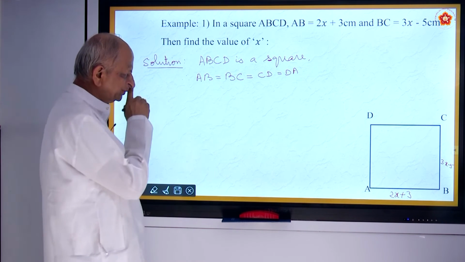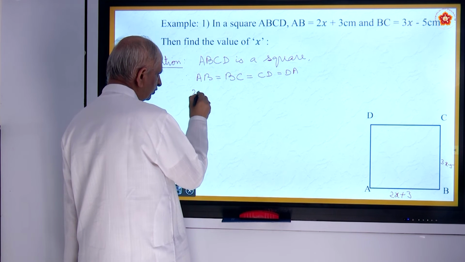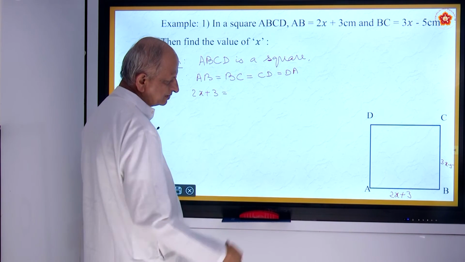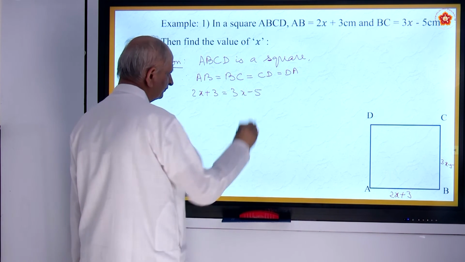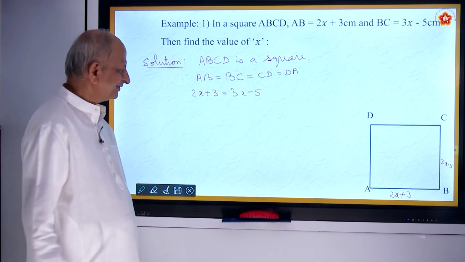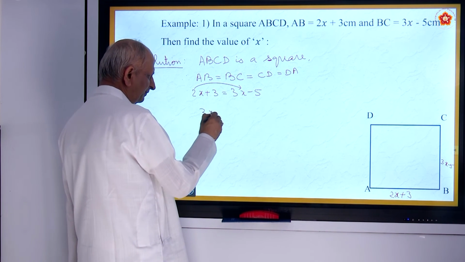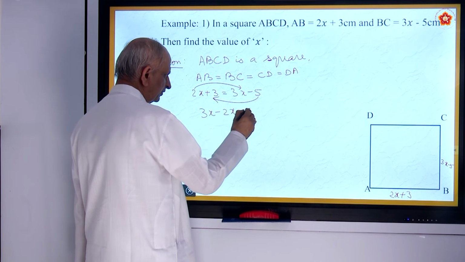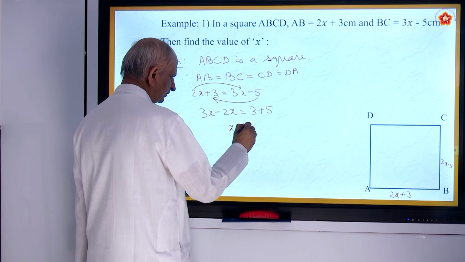Now we want only two sides. What is the measurement of AB? 2x plus 3. What is BC? 3x minus 5. How to find the value of x? It is a linear equation, correct? So bring this x this side. So 3x minus 2x is equal to, bring this 5 this side, 3 plus 5. x is equal to 8.